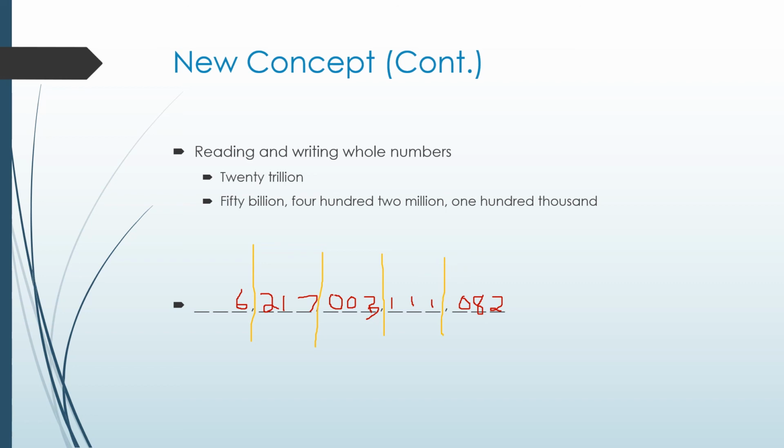So we have 6 trillion at the comma, at the break, 6 trillion, 217 billion, 3,111,082, and then you just put that all together without the pauses. 6 trillion 217 billion 3,111,082. It's a really big number.